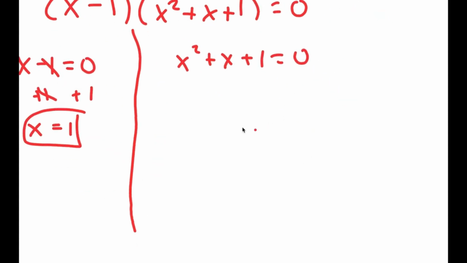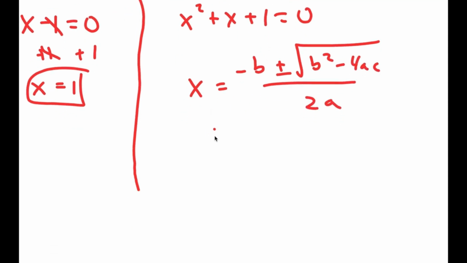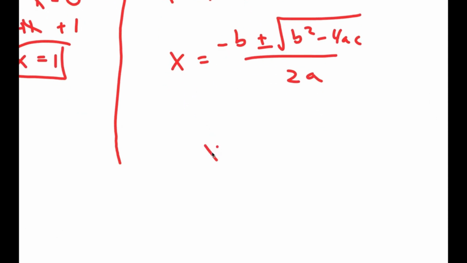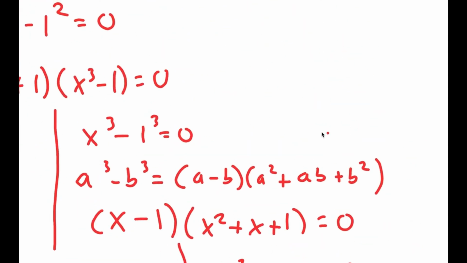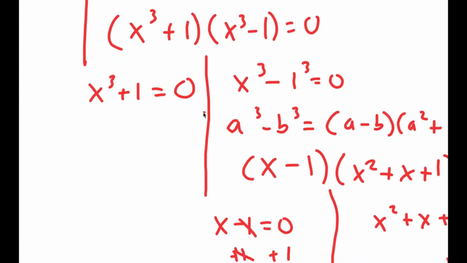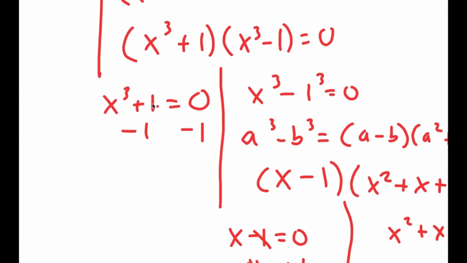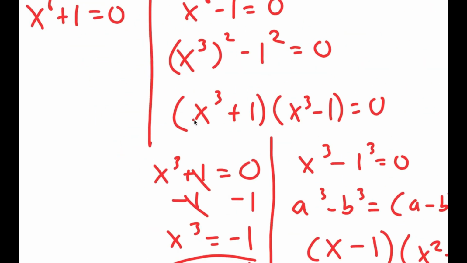And for x squared plus x plus 1 equals 0, I can use the quadratic formula. So by using it, I get x is equal to negative 1 plus or minus the square root of 3i over 2. So these are two more solutions. And now we aren't done yet because we also have to solve these. So now I have x to the power of 3 plus 1 is equal to 0. And I'm going to subtract 1 on both sides, so I get x to the power of 3 is equal to negative 1, meaning x is also equal to negative 1. So this is another solution.